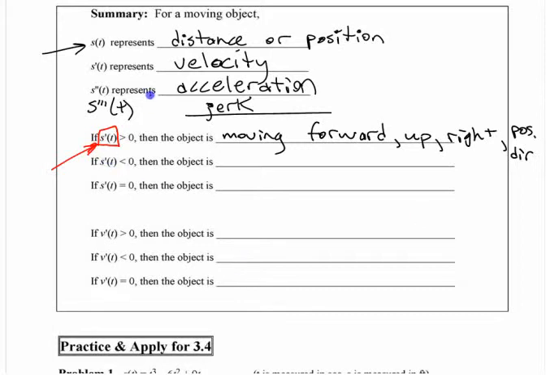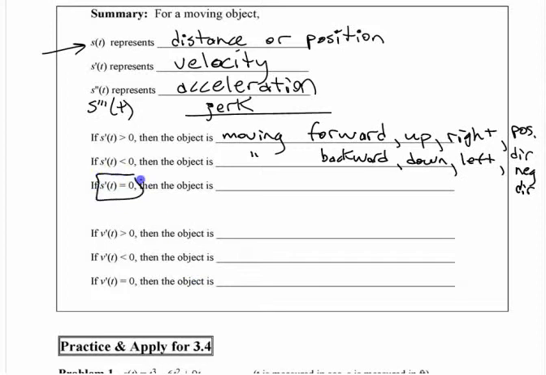If the velocity is less than 0, then it's just the opposite: moving backwards, down, left, whatever in your situation is the negative direction. If the derivative is 0, then what's happening with the object? It's stationary, not moving.